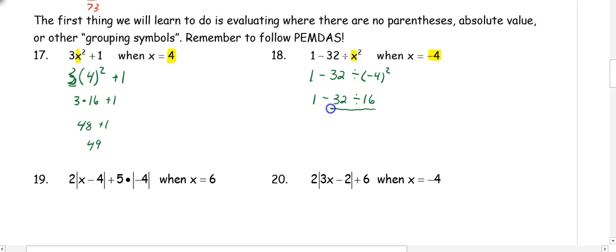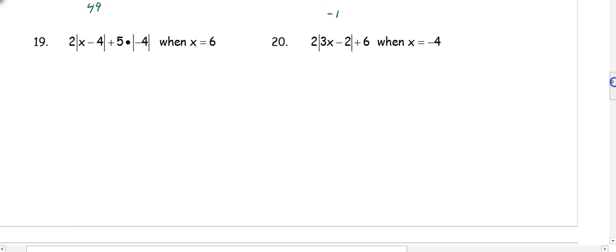In the order of operations, our division is next. So 32 divided by 16 is 2. 1 minus 2 gets us negative 1. Number 19, we need to substitute 6 in place of where we see an x.